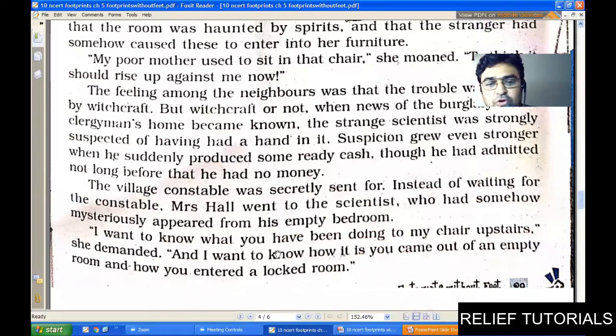Mrs. Hall went to the scientist, who had somehow mysteriously appeared from his empty room, now he had removed his clothes and all, and he was suddenly seen in the empty bedroom. So that sudden appearance again left him very suspicious and afraid. Now she asked, "I want to know what you've been doing to my chair upstairs," she demanded. "And I want to know how it is you came out of an empty room and how you entered a locked room." So all the doubts had been raised by that landlady, Mrs. Hall.